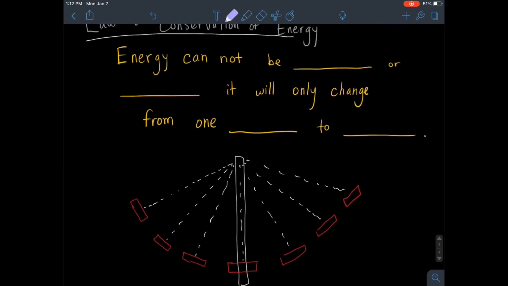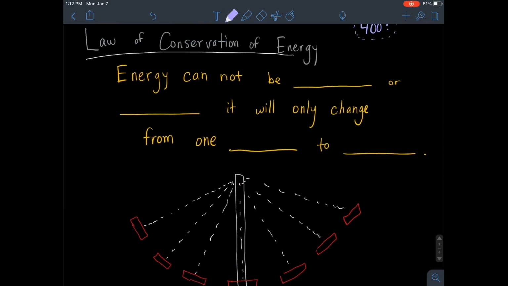So when we look at this concept, we can summarize it as the law of conservation of energy. So you can think about this word conservation means to save. So the definition for the law of conservation of energy is that energy cannot be created or destroyed.